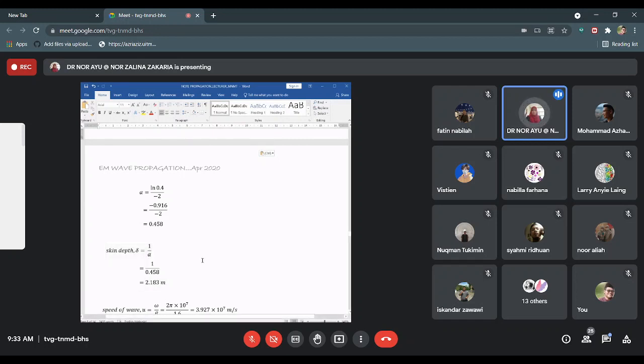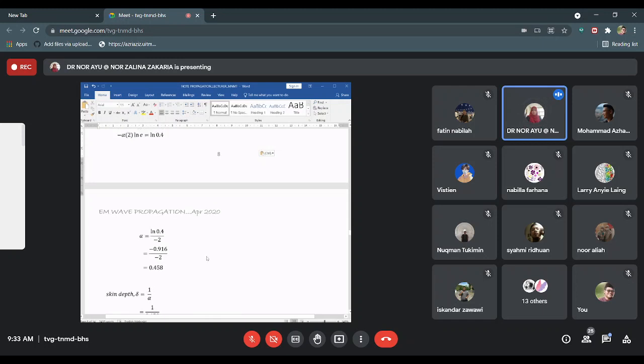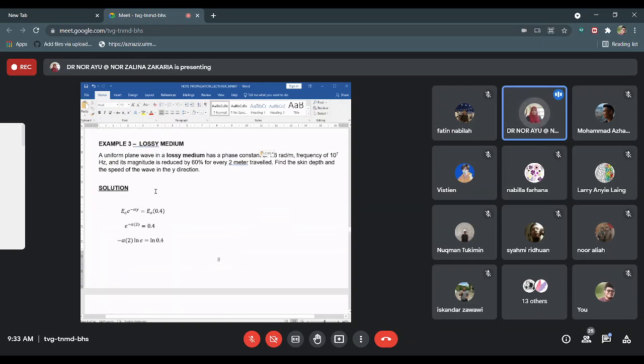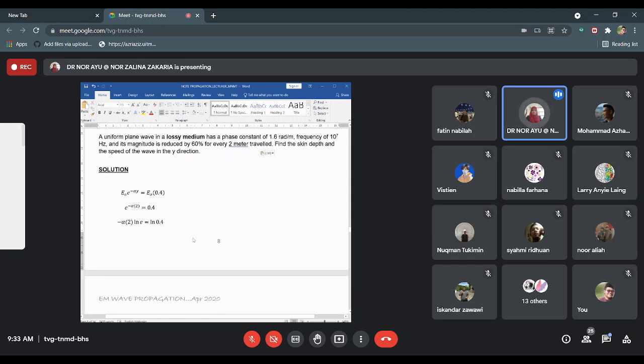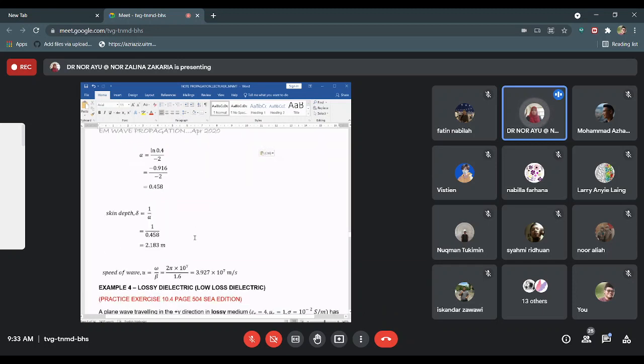Alright. And then the next question is skin depth only, as I recall. Skin depth and the speed of the wave. So speed is u. Again, you refer back to the equations. So u is omega over beta. So you just substitute the omega, and the beta is given to you. Omega you can find earlier, 2 pi f, right? F is 10 power of 7. So 2 pi times 10 power of 7 divided by beta. Beta is given to you, 1.6. And you will get the value 3.927.